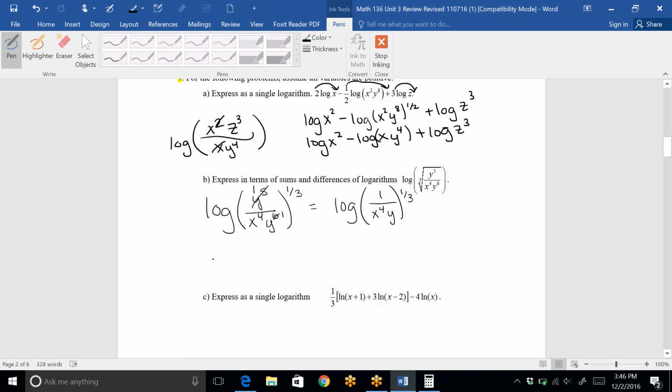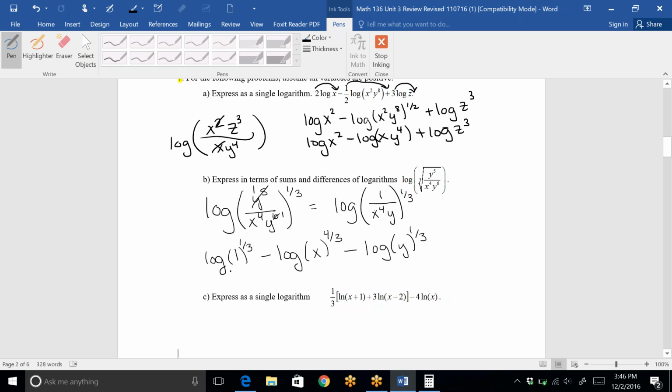So we have log of 1 to the 1/3, because that's a top number, minus log of x to the 4/3, because that's getting that 1/3 power as well. And this is also on the bottom, so minus log of y to the 1/3.